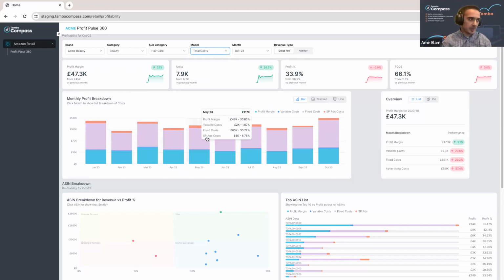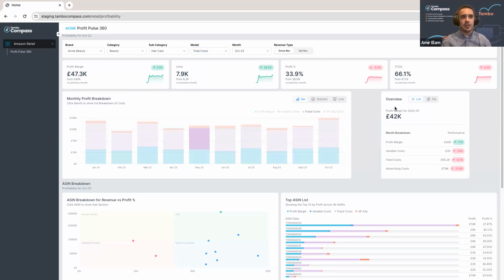For example, I want to see what happened in May. As I click on this, the overview dashboard changes automatically. I can see that my profit was £42,000, up 1.1% versus the previous month. And then all the costs above, you can break them down into variable or fixed costs. An example of a fixed cost would be your terms with Amazon. That is fixed, as it's a percentage. So then it's easy for you to see what you can control and what you can't control. Essentially, that's the purpose of this.